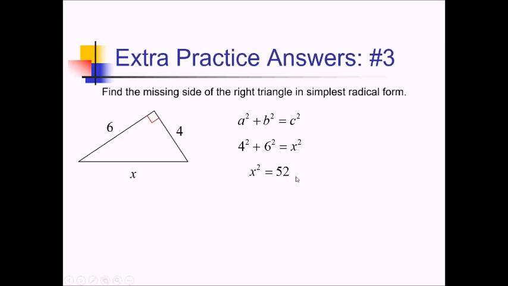Now I have to square root both sides to find x. And I'm going to put this in simplest radical form. So 52, the biggest perfect square I can think of that goes into that is 4. 4 times 13, so I can write radical 4 times radical 13. And then that simplifies to 2 radical 13.